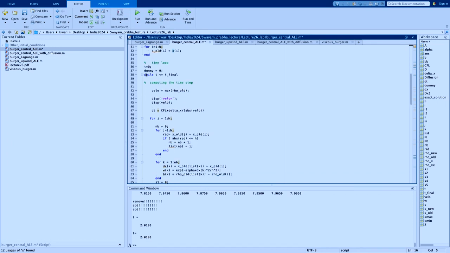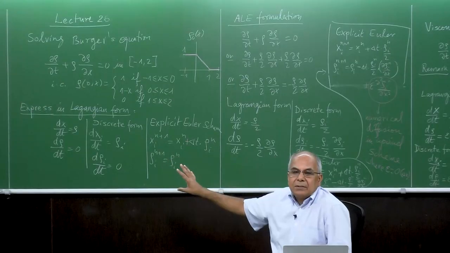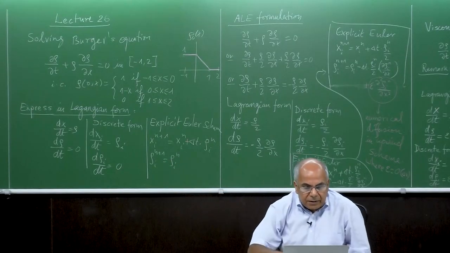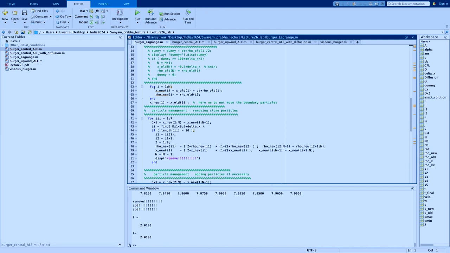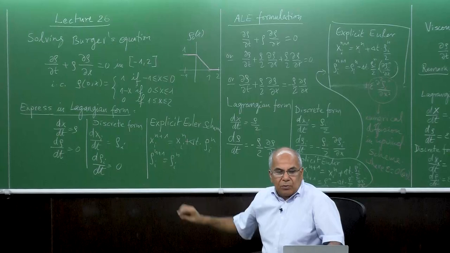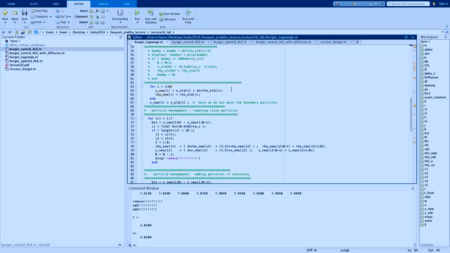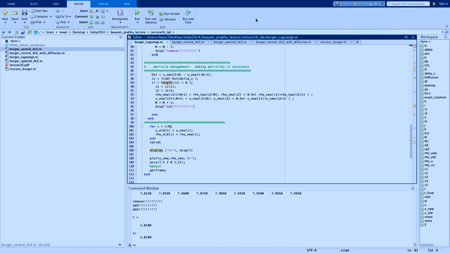Now I start with the time integration. At the moment, first we don't have to do anything. I don't have to compute the neighbor, since I am fully in the Lagrangian form. In the Lagrangian formulation, I just have to update the position and the density. The new is the same as the old, so I don't have to do anything else. Then, once I move the particle, I have to do the particle management, adding or removing points. That's all. Let us check the solution here.